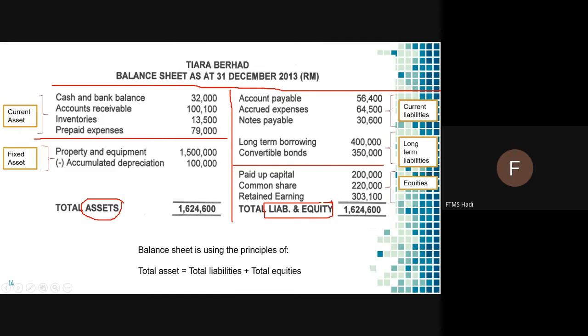So by using this balance sheet, left and right, this is the same amount, right? Therefore, there is an equation as far as balance sheet is concerned: total asset is equal to total liabilities plus total equity. You get the same answer as total asset.